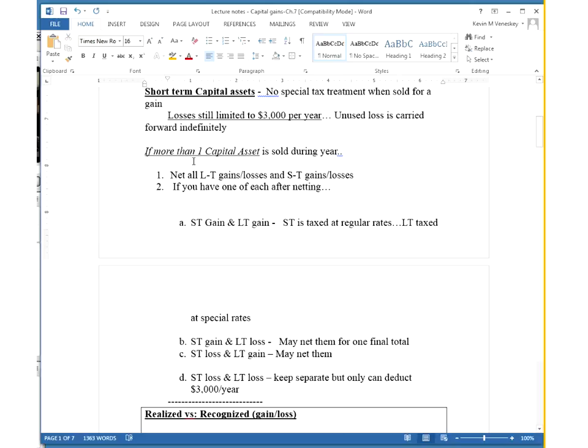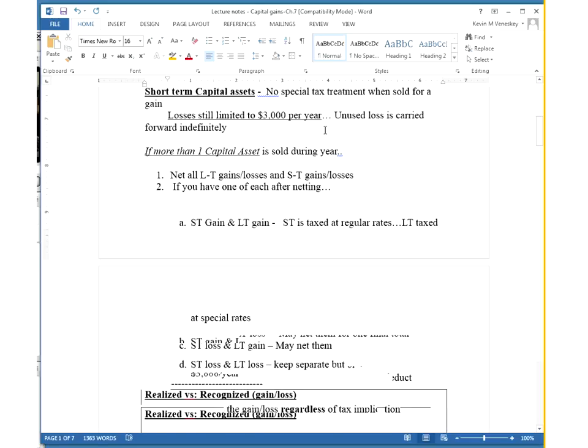So the short-term assets, things you have less than a year, nothing special, they are treated just like regular income. So if you're in the 15% bracket, you're going to be taxed at 15% like if you made money at your job. Losses on stock, you still have that $3,000 limit. So it doesn't matter on losses if it's long-term or short-term. They both are limited to $3,000. Again, that's only for stock-type items, investment-type items.